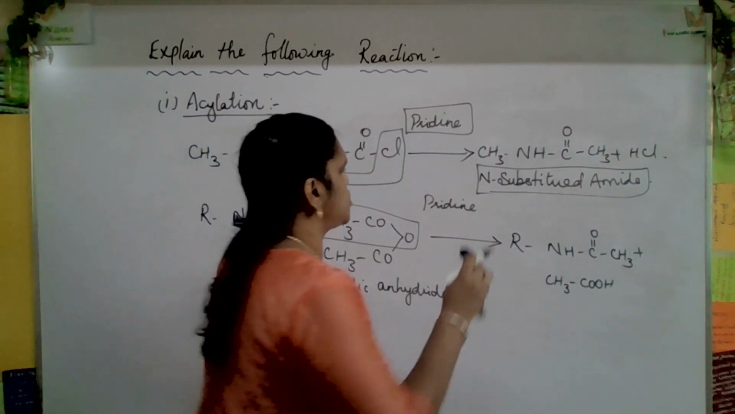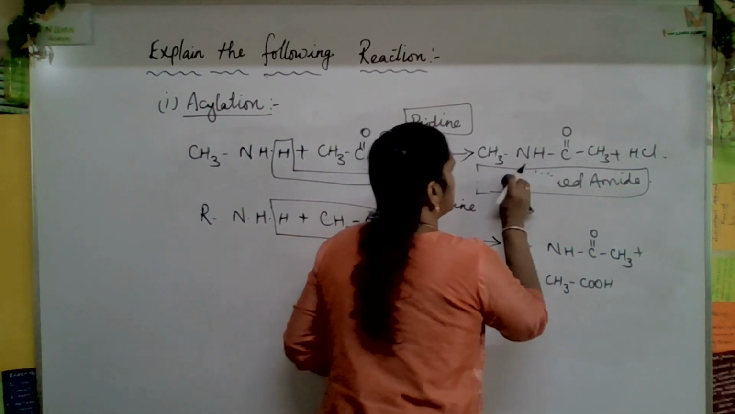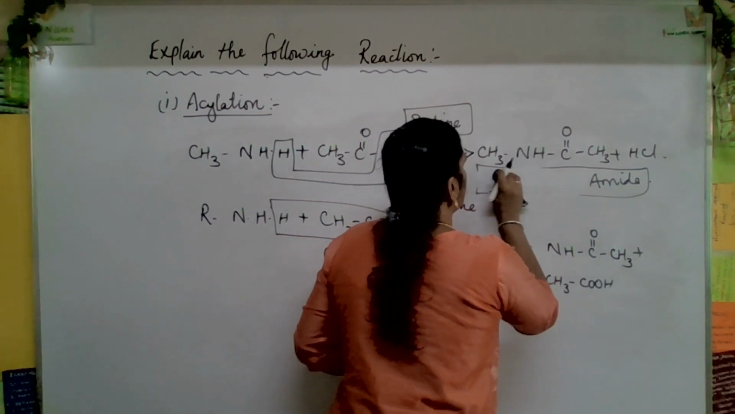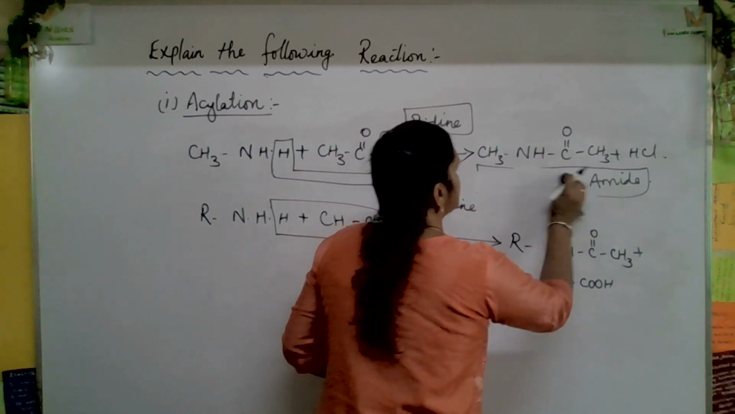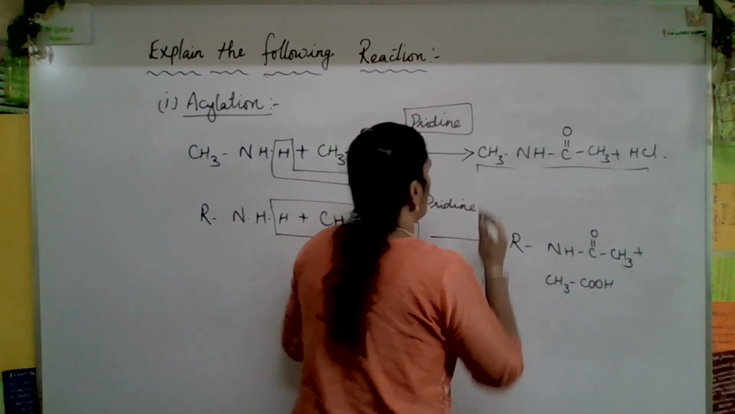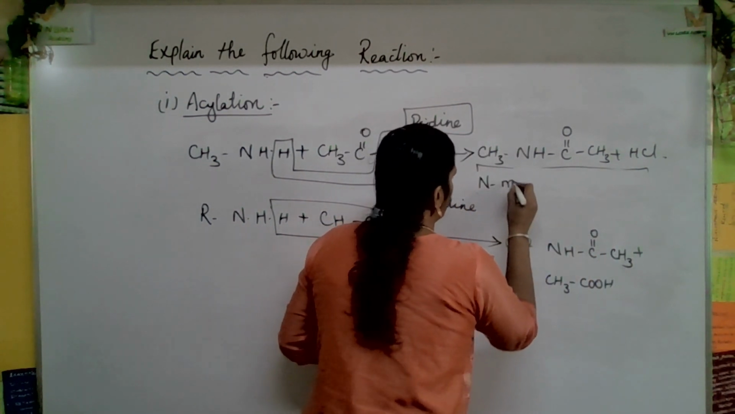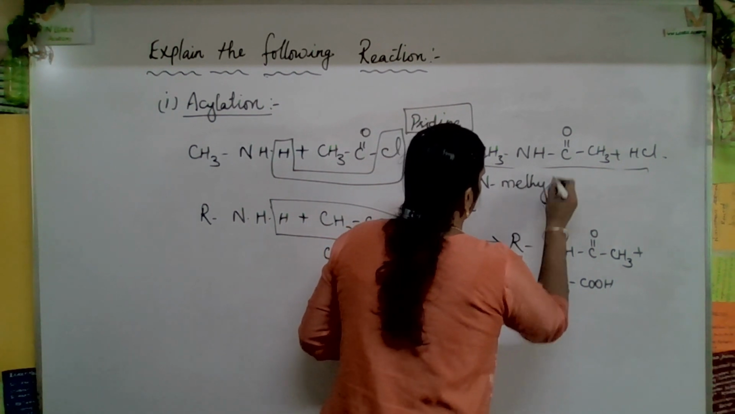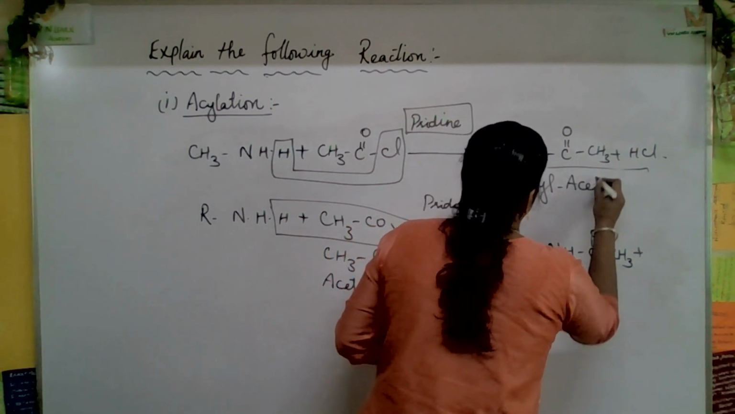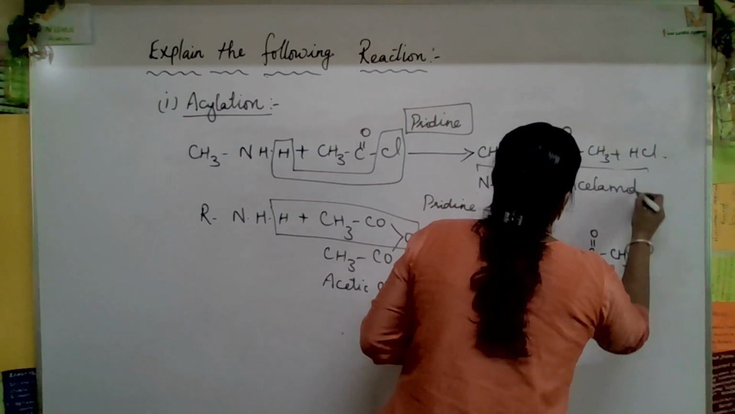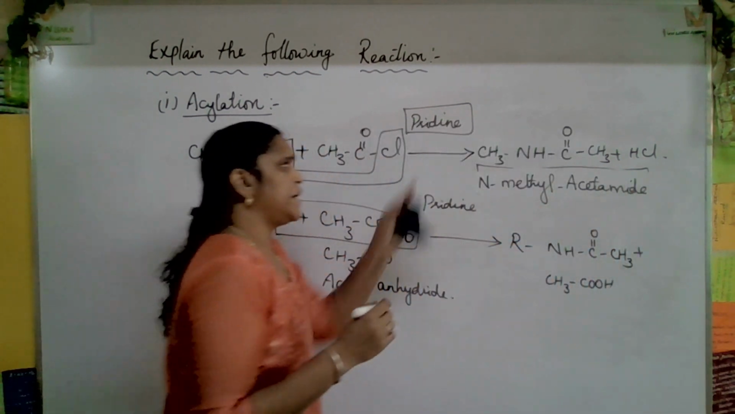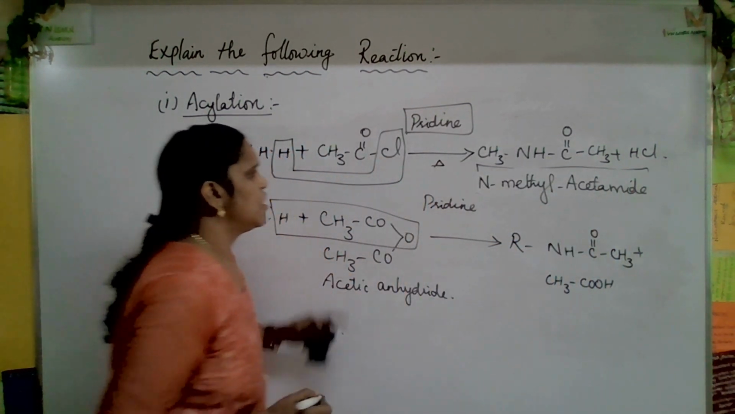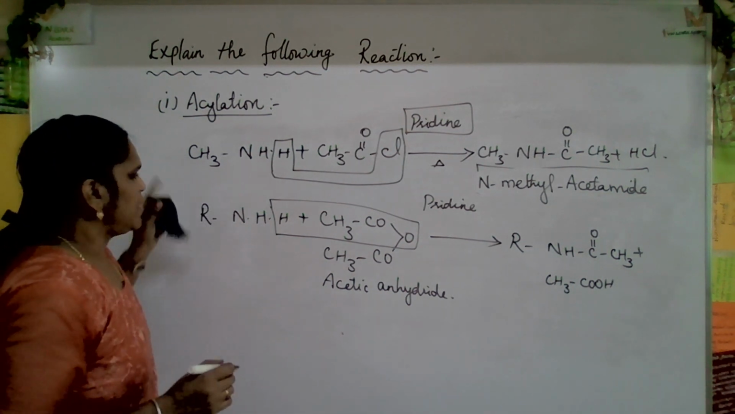So N-substituted amide is nothing but what? N-methyl acetamide. What do we call it? N-methyl acetamide. Hope you're clear with this. And then pyridine, you are heating this reaction. Okay, hope you're clear. Now next one here.